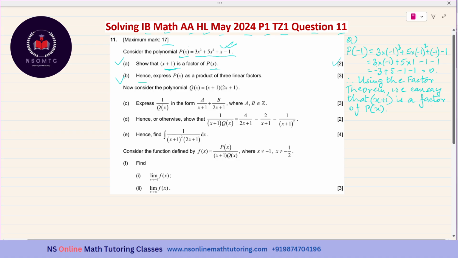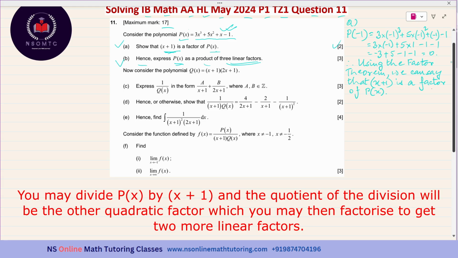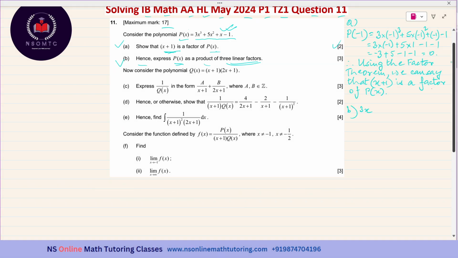So part B. Hence, express p of x as a product of 3 linear factors. Okay, for this, let us avoid doing the division. I am writing this 3x cubed plus 5x squared plus x minus 1. This is equal to, or let me write this is equal to over here, x plus 1, because x plus 1 is a factor of this, and the other factor will be a quadratic factor because this is a cubic polynomial. Okay.